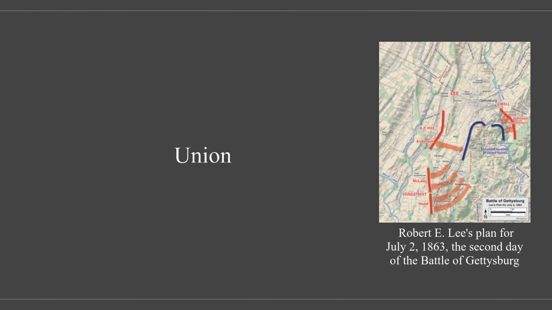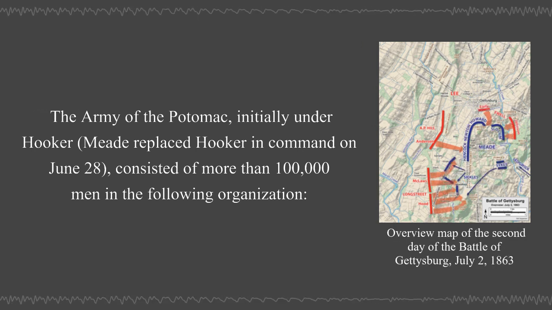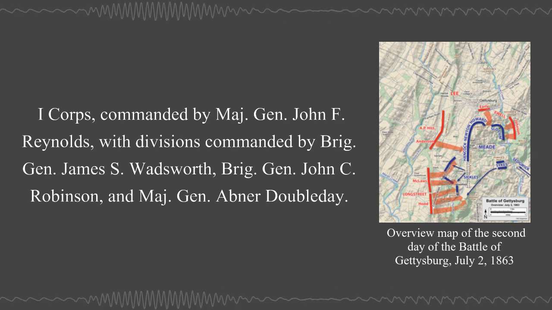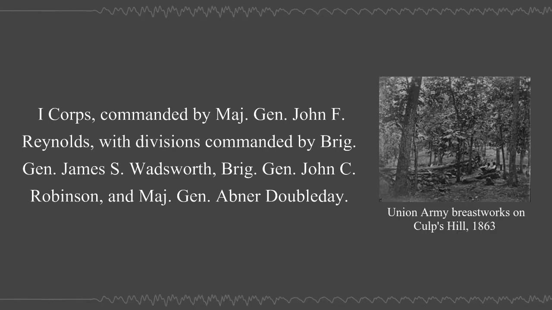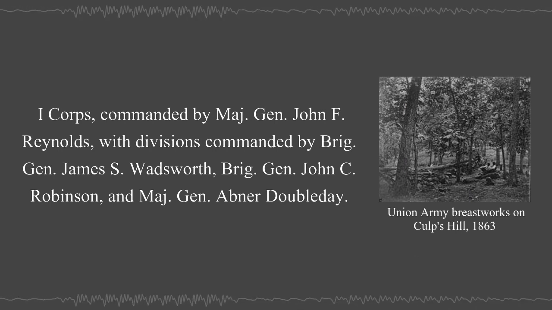The Army of the Potomac, initially under Hooker, whom Meade replaced in command on June 28, consisted of more than 100,000 men in the following organization: I Corps, commanded by Major General John F. Reynolds, with divisions commanded by Brig. General James S. Wadsworth, Brig. General John C. Robinson, and Major General Abner Doubleday.